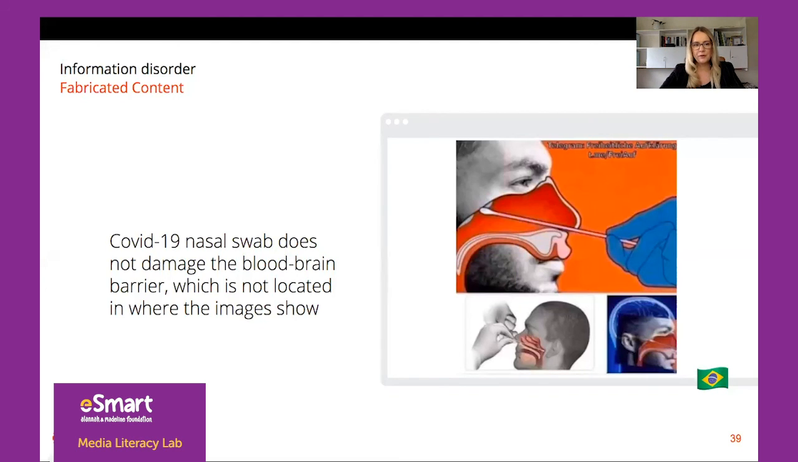So a bit more on the fabricated content. So here we've got an example of a meme, and memes circulate through the internet very quickly, very popular with Australians in social media. And this one circulated quite quickly throughout the Pacific as well. It was a fabricated claim that the COVID-19 nasal swab damages the blood-brain barrier. And they just know how to create these memes that, you know, kind of could look believable and can do harm.